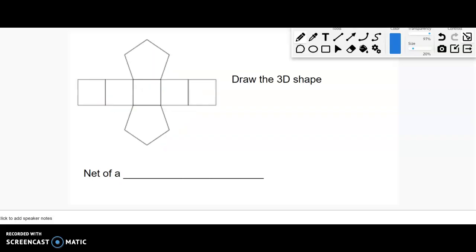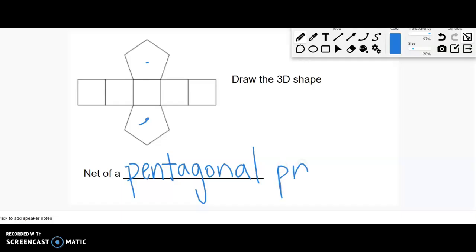All right, what is this the net of? Well, I see I have 2 of these shapes. They have 5 sides, so I know it is a pentagon. So I know it's going to be a pentagonal something. And then I have these squares, or rectangles, in between. That tells me that it is a prism, because prisms have 2 bases connected by a bunch of rectangles.